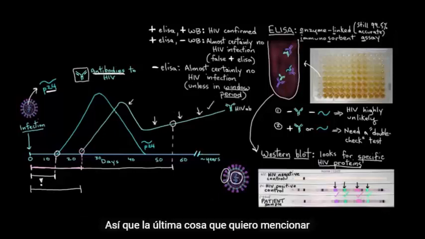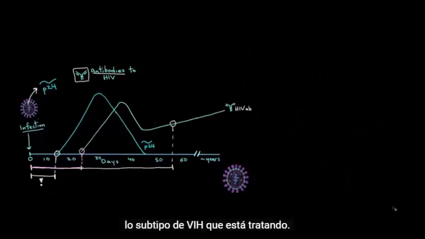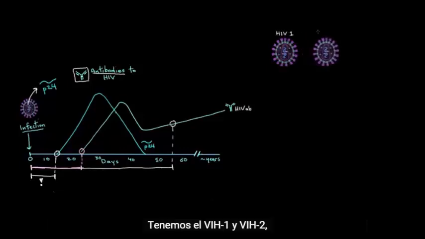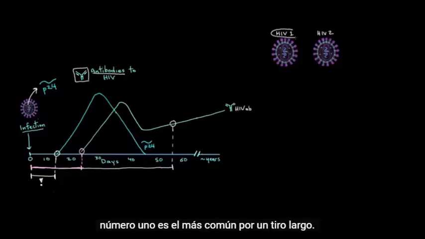So the last thing I want to mention is that it's important to know what subtype of HIV you're dealing with. So we've got 2 slightly different types of HIV virus. We've got HIV-1 and HIV-2, with number 1 being the most common by a long shot. And they're both pretty similar to each other. They cause the same illness. They just have a few different proteins and a few different enzymes here and there.